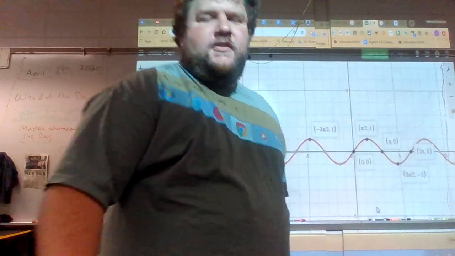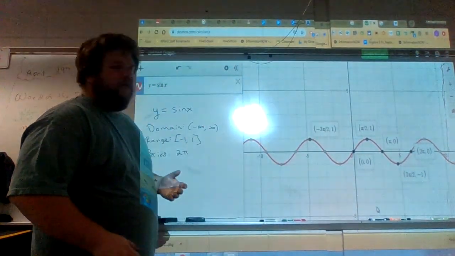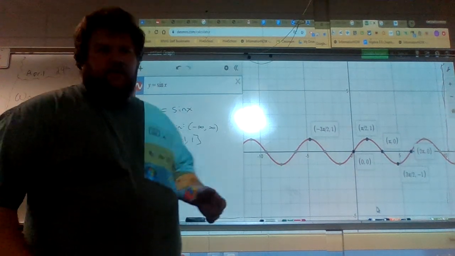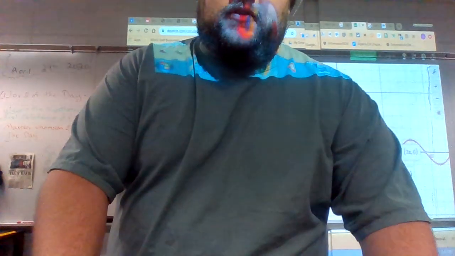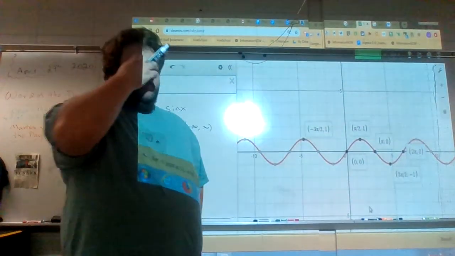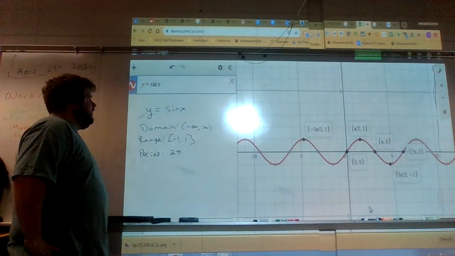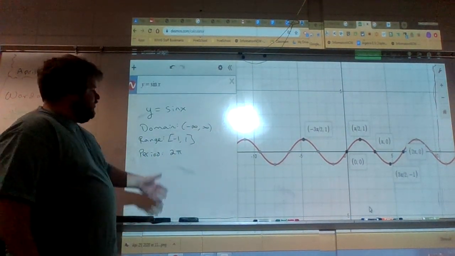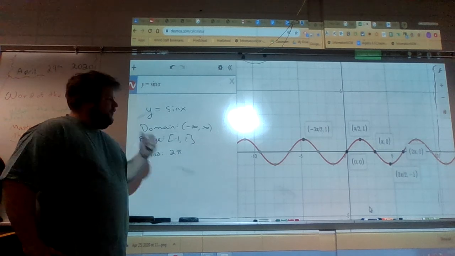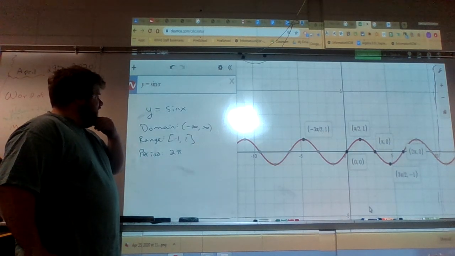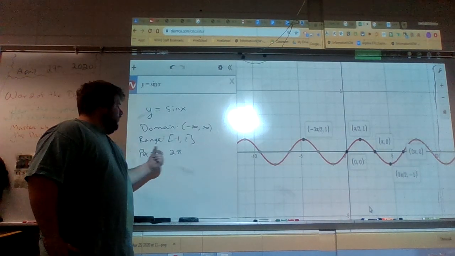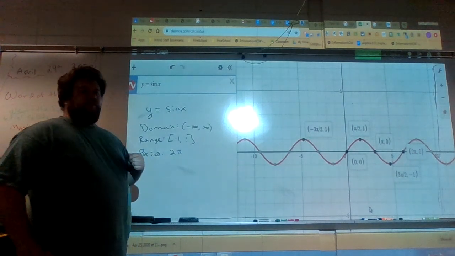All right, hello everybody. So I want to quickly review what we did for sine and cosine, and then also look at a few of the other trig functions before we get to the inverse trig functions. Okay, so with our y equals sine x, our domain was all real numbers, say negative infinity to infinity. Our range was negative 1 to 1. Our period was 2 pi.